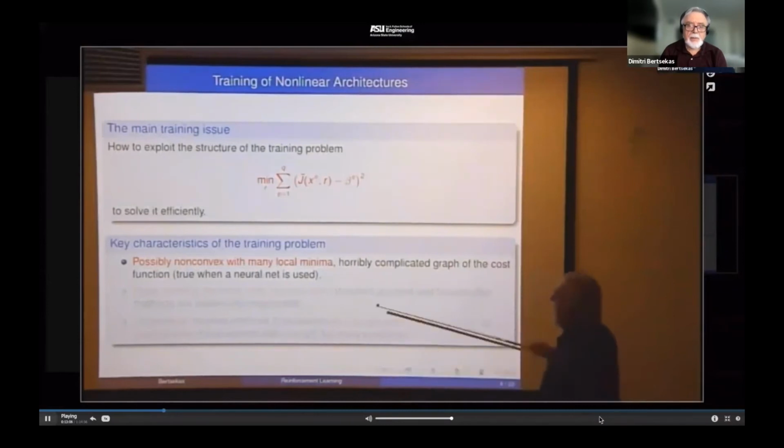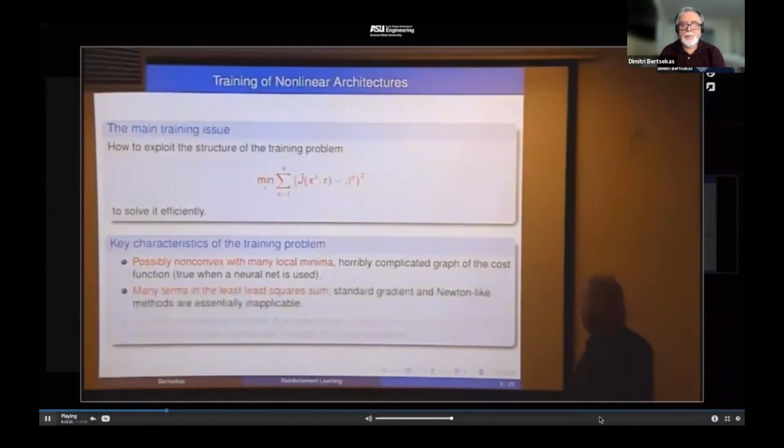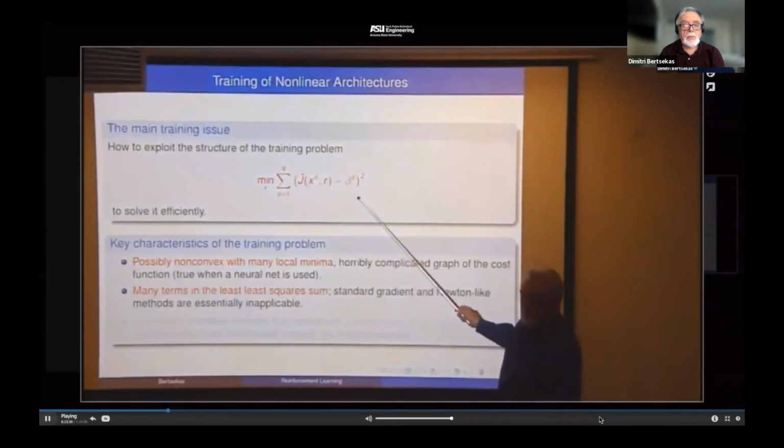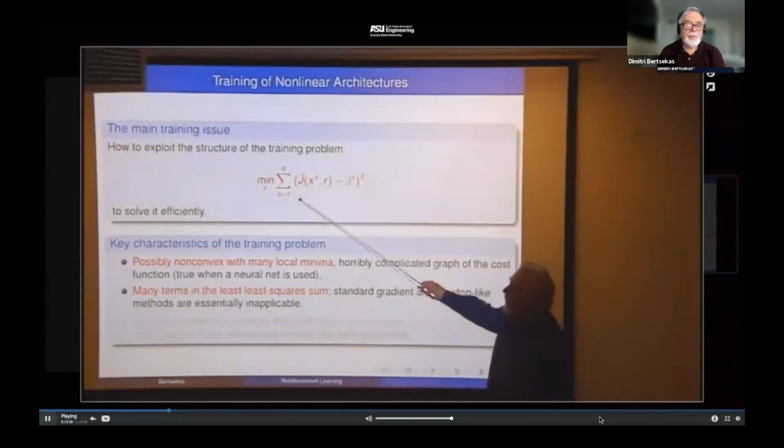Still, however, people have been able to deal with this. And this is one of those miracles that I cannot explain to you, okay? It has been done because somehow this structure can be addressed with gradient methods. On the other hand, the standard gradient methods would not work for this problem. Why is that? Because to calculate the gradient of the cost function, you need to add the gradients of the individual components.